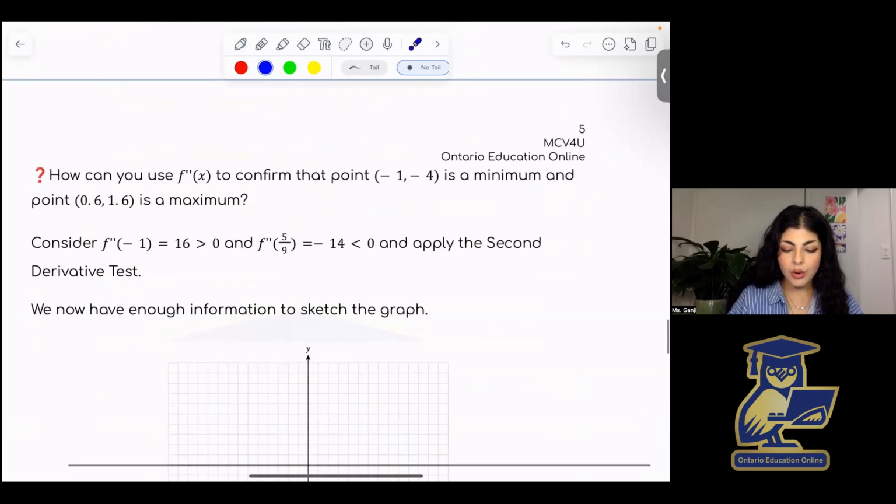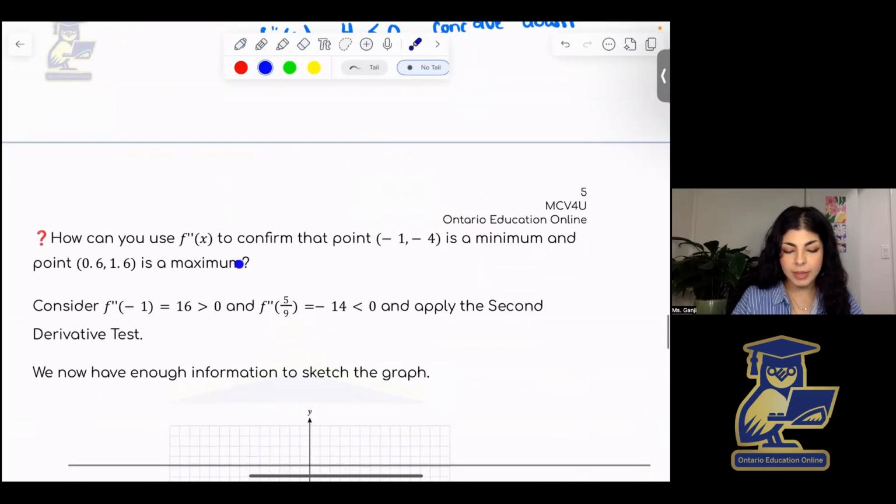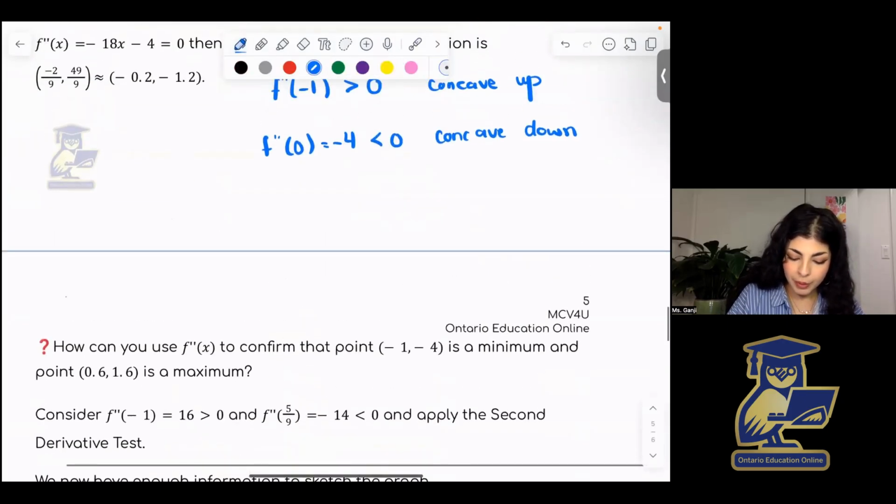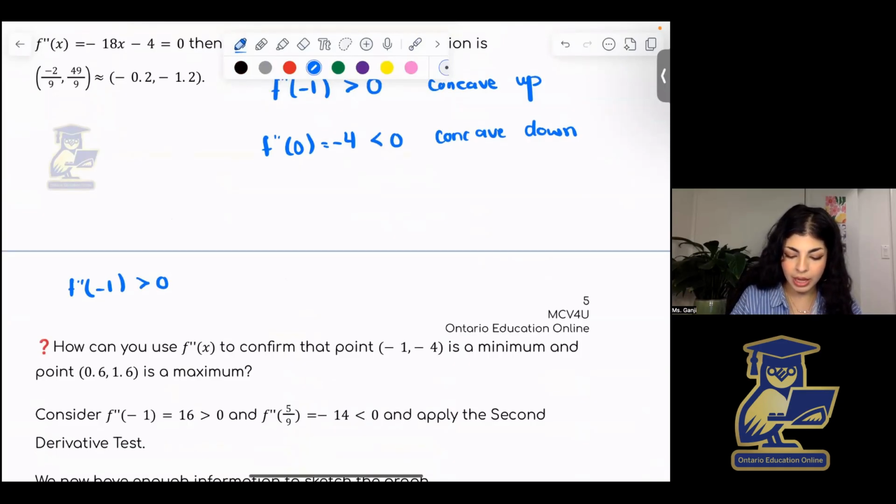And also, we already did check this based on the first derivative test, but how can you use the second derivative to confirm these points are minimum and maximum? So remember, we find -1. This is 0. So that's actually what I had done. Coincidentally, we picked the same point.